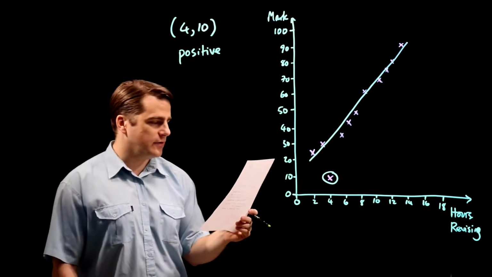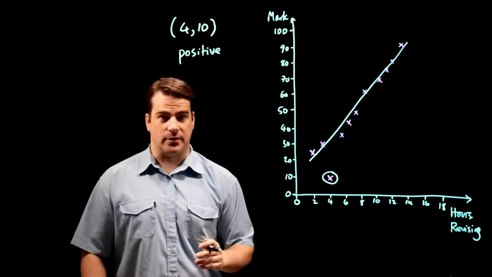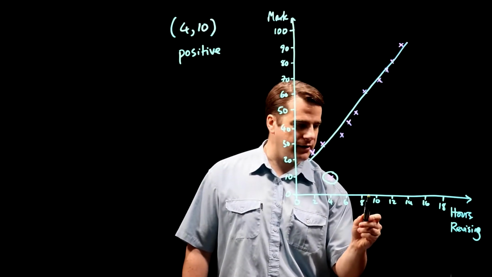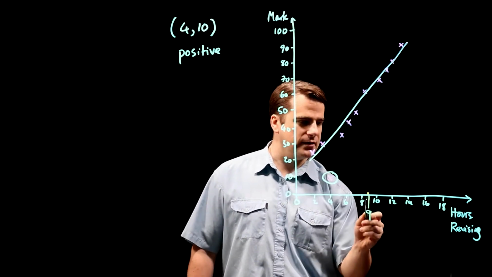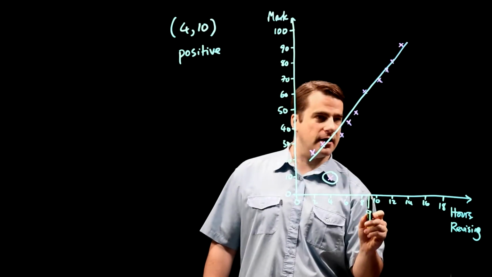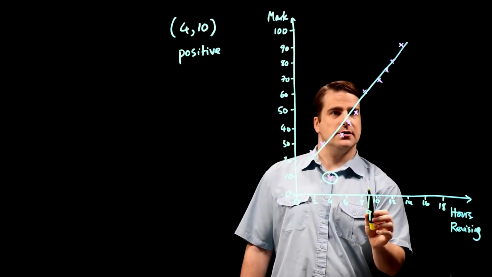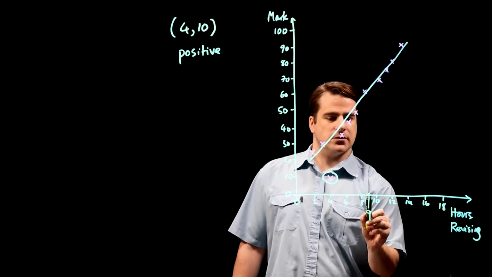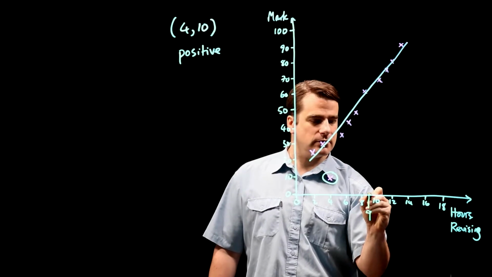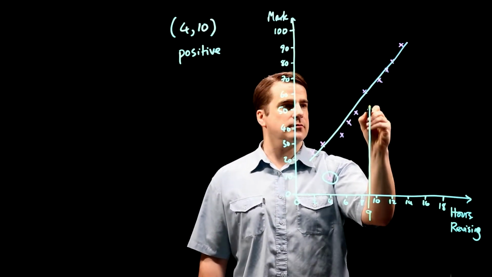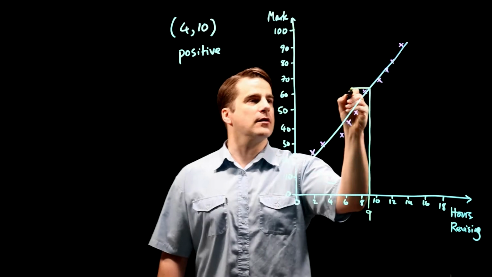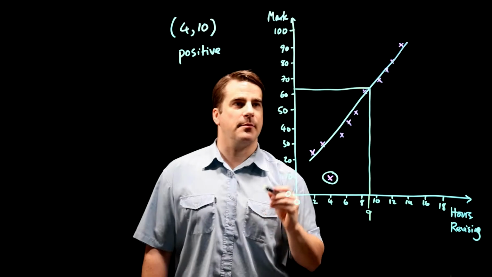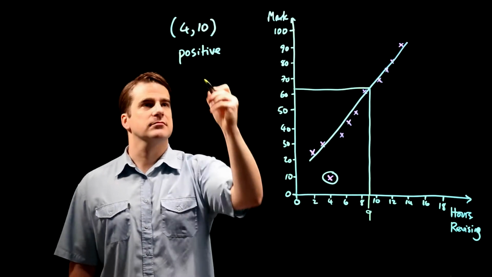Estimate the mark of the student who studied for 9 hours. Okay, 9 hours revising is here. Okay, so we go up to the line. Where are we? Up and along. So go up and along. So I make it about 63.